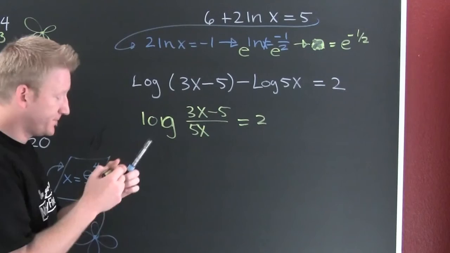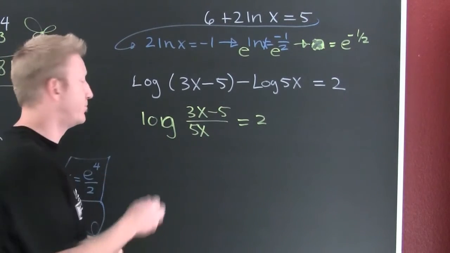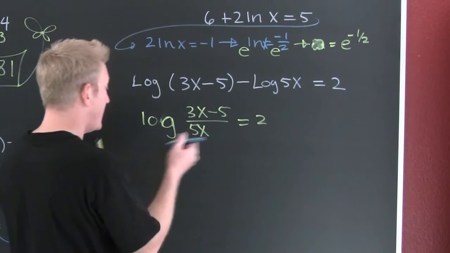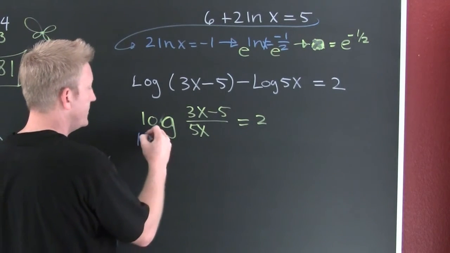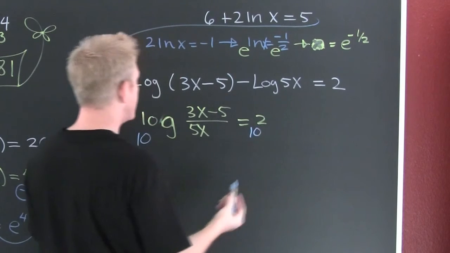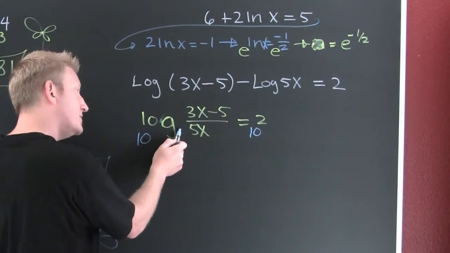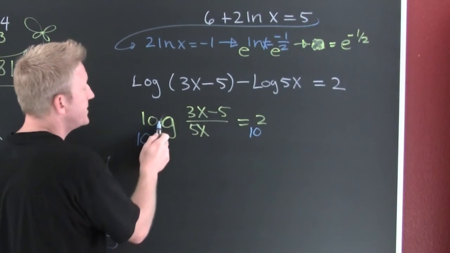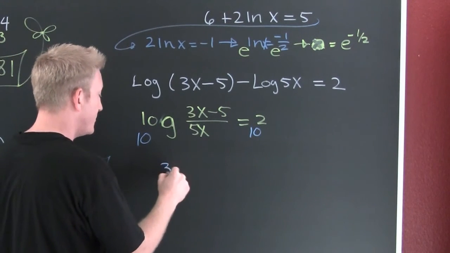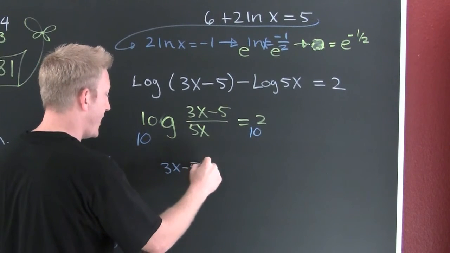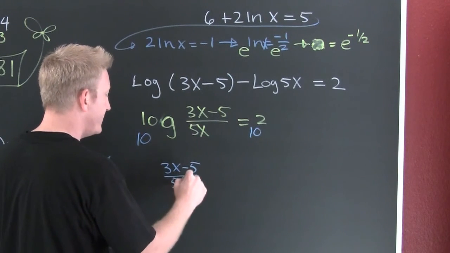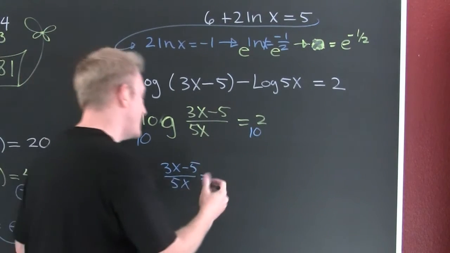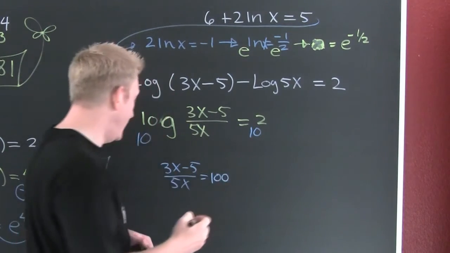Now what do I do? That's one of my special logs, isn't it? That's the common log. So then I'm going to want to 10 it up. What you do on one side, you must also do on the other. Because when you don't see a base there, it's the base of 10. So 10 to the log base 10 gives you the argument, 3x minus 5 divided by 5x, and that's equal to 100.